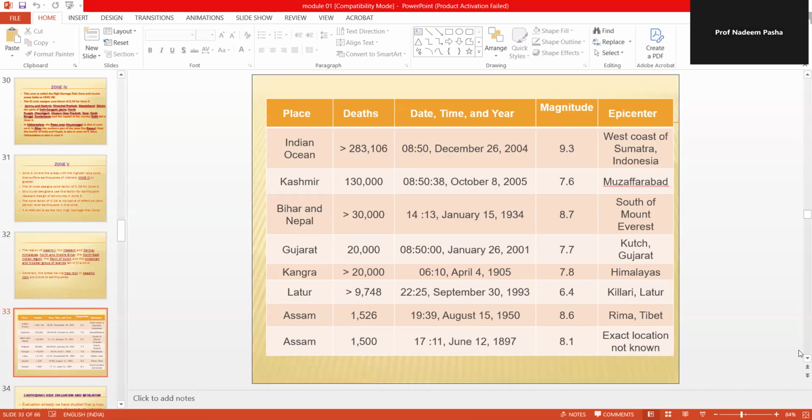So starting with Indian Ocean, the death toll is 283,106, date, time, and year 8:50, December 26, 2004. So magnitude is 9.3, West coast of Sumatra, Indonesia. So in the Indian Ocean, it started.